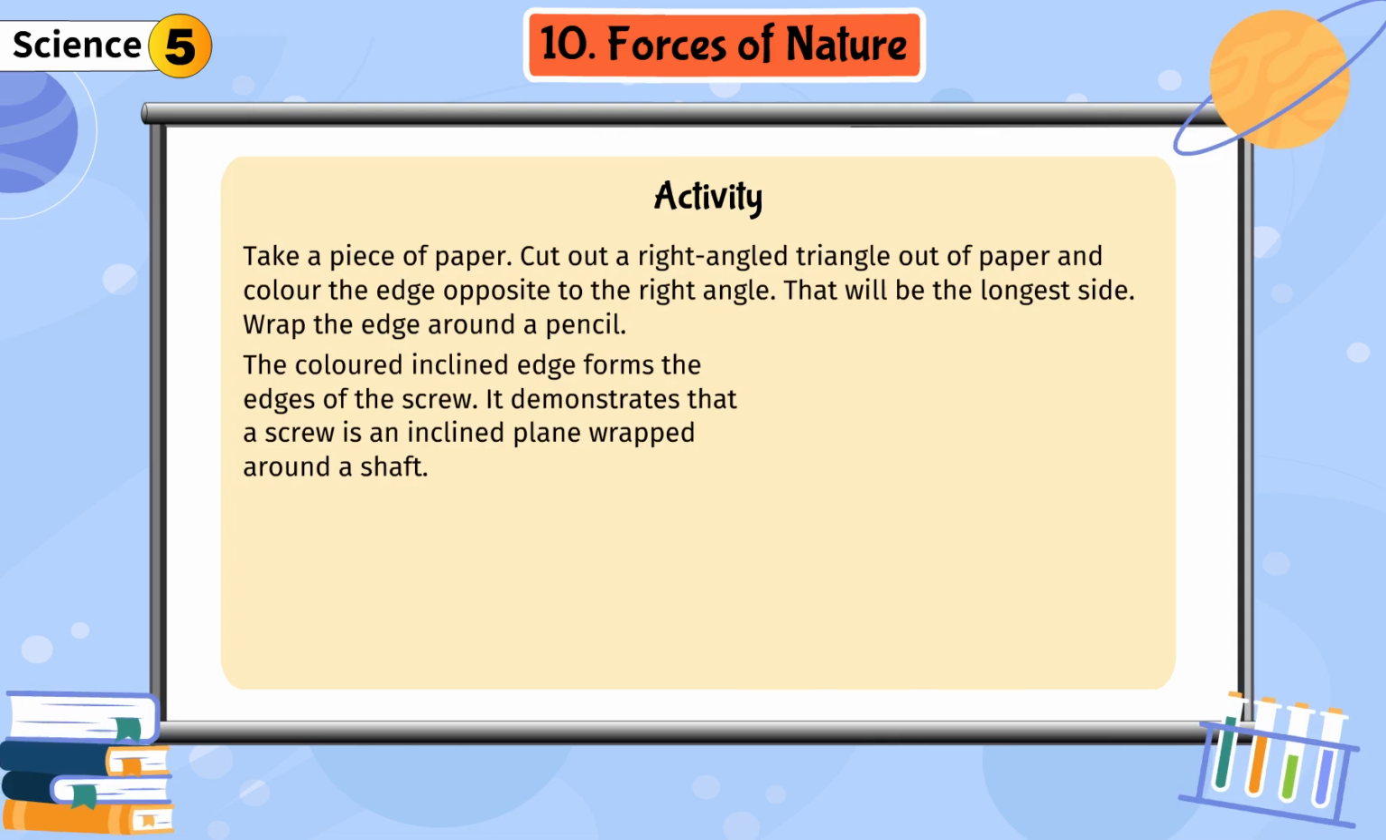Activity. Take a piece of paper. Cut out a right-angle triangle out of paper and color the edge opposite to the right angle. That will be the longest side. Wrap the edge around a pencil. The colored inclined edge forms the edges of the screw. It demonstrates that a screw is an inclined plane wrapped around a shaft.